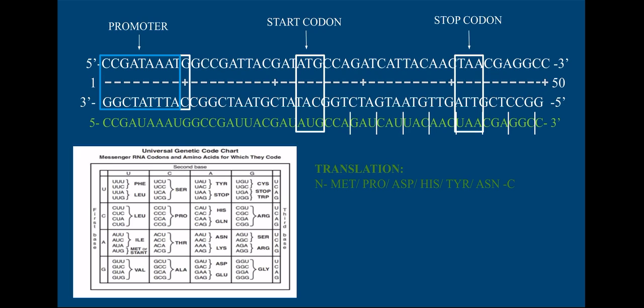And if you continue to refer to your chart, as you can see, AUG will be translated into MET, CCA is now PRO, and GAU is now ASP, and so on. And as I mentioned previously, the light blue letters will not be included in the final transcription. Okay? So you should have that as your final translation and transcription.